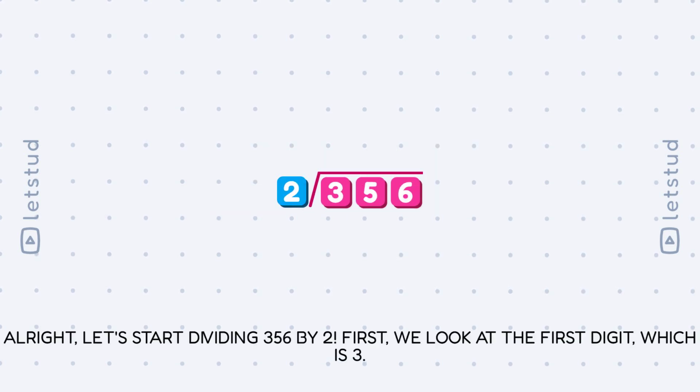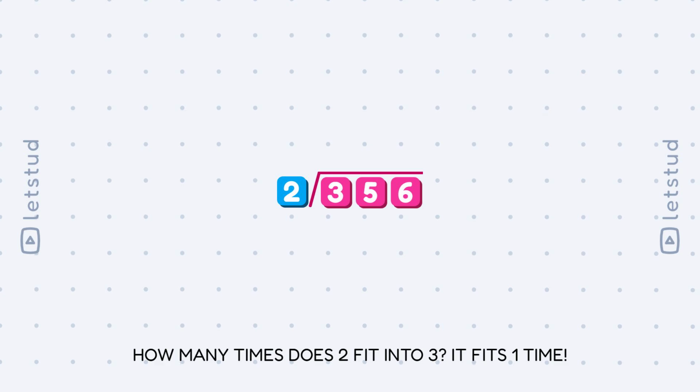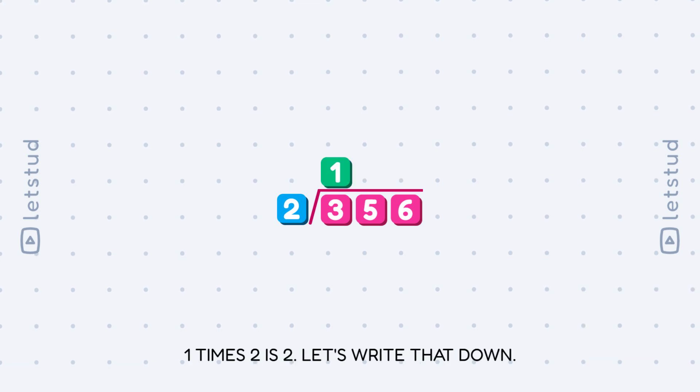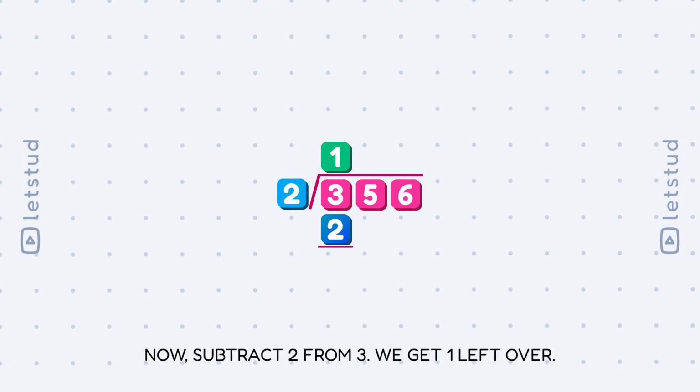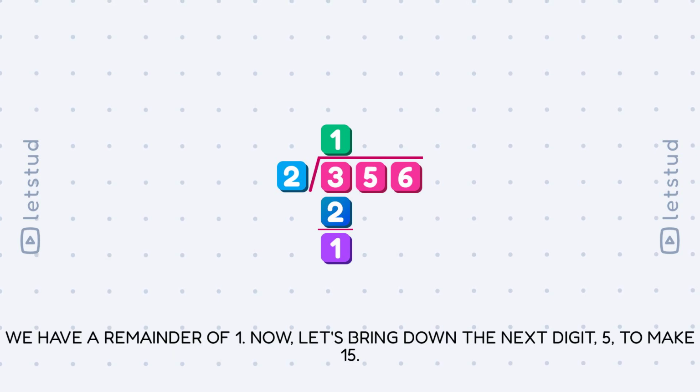Alright, let's start dividing 356 by 2. First, we look at the first digit, which is 3. We're going to use the digit 3 for this step. How many times does 2 fit into 3? It fits 1 time. 1 times 2 is 2, let's write that down. Now subtract 2 from 3, we get 1 left over. You're doing awesome, we've got this. We have a remainder of 1.